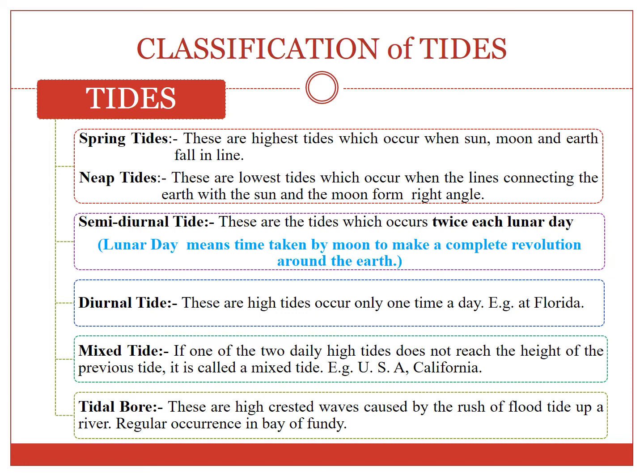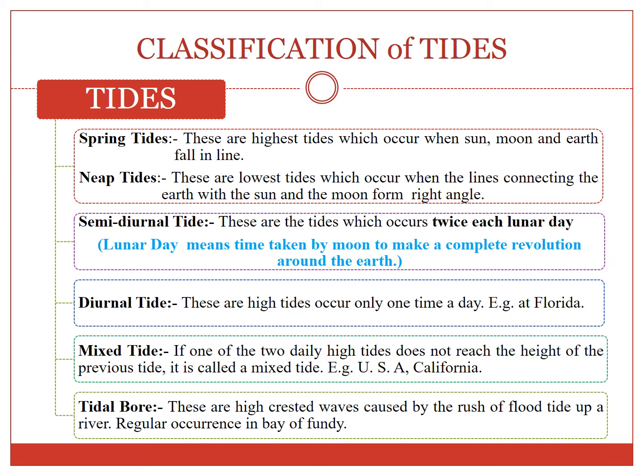Next, neap tide. This is the lowest tide of the month. It occurs when the lines connecting the earth with the sun and the moon form a right angle, meaning the earth, sun and moon form a right angle to each other. This happens when the moon is in its quarters. In this case, the actions of the moon and the sun are subtractive, meaning their forces are subtractive to each other.